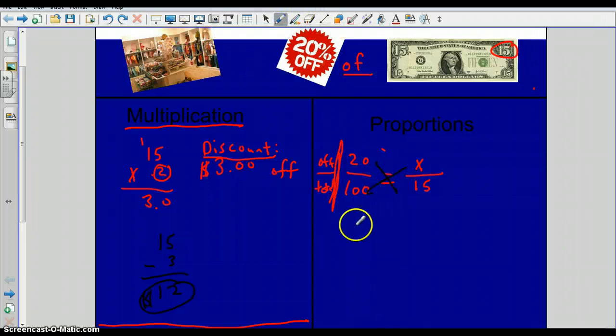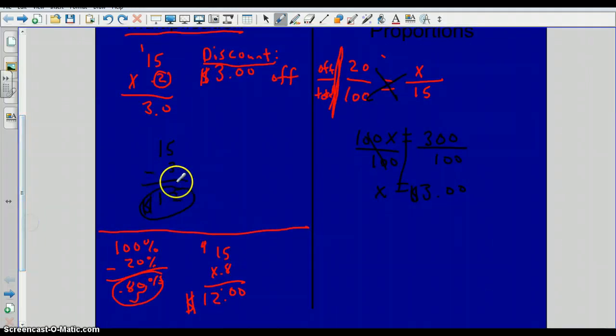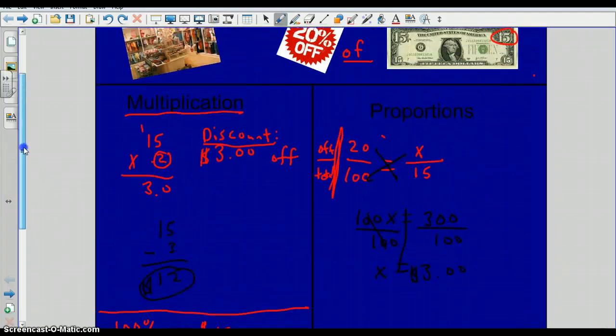Now watch what happens when we cross multiply. We get 100x equals 20 times 15, which would be 300, I believe. And then you know the inverse operation here is to divide both sides by 100. And we get 300 divided by 100 is 3. So you notice we got that same thing, $3 off. Doing it that way, and you could finish the problem the same way.